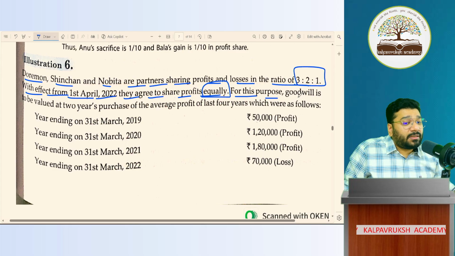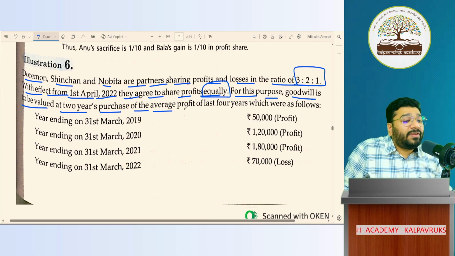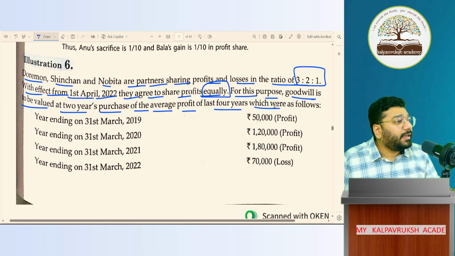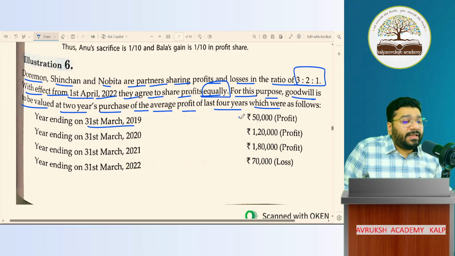For this purpose, goodwill is to be valued at 2 years purchase. How many number of years of purchase? 2 years of purchase of the average profit of last 4 years, which is as follows. Okay? This is profit of 18-19, 50,000. 19-20, 120 profit. 20-21, 180 profit. 21-22, 70,000 loss.